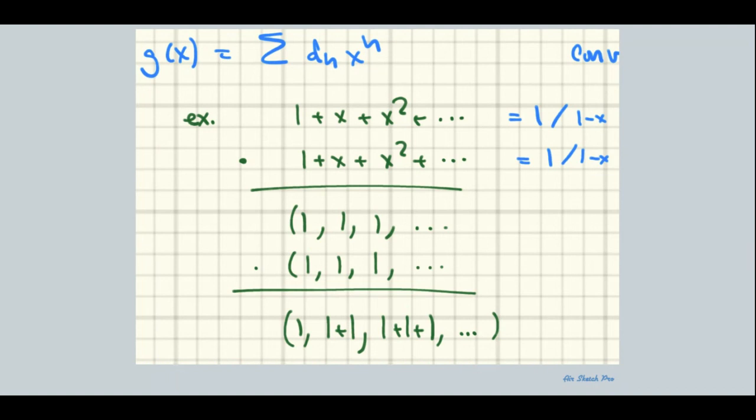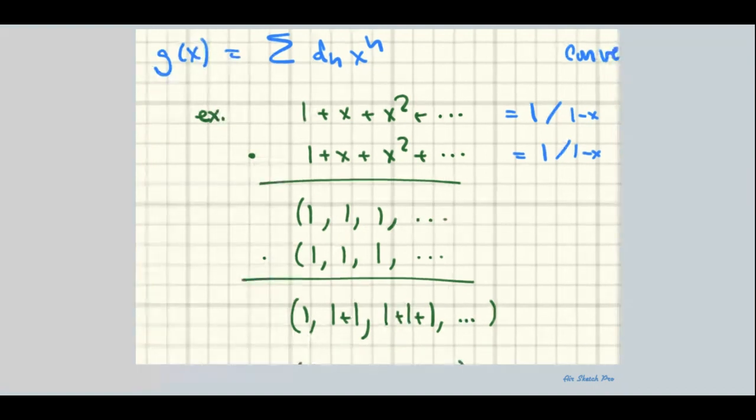Now, how can I get x squared? I can take 1 times x squared. That gives me an x squared term. I can take x times x. That gives me an x squared term. I can take x squared times 1. And that also gives me an x squared term. So what do you see happening? We have 1 times 1, 1 times 1, 1 times 1 all added. So you see what's happening here? Yes, this is my Cauchy product.